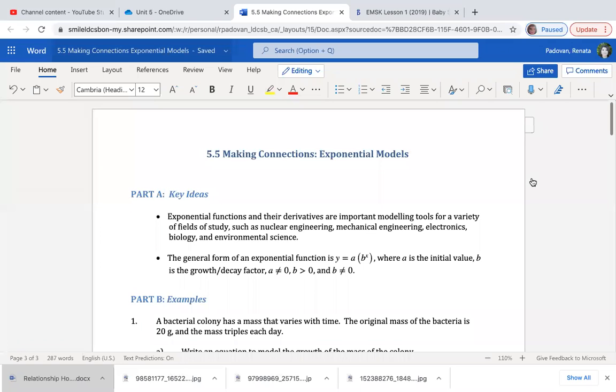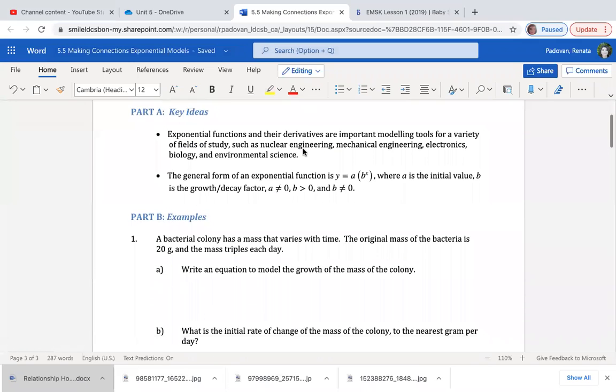Okay, so the last section of Unit 5 is the making connections, like always, right? Bringing it all together, comparing it to more real life situations. And we're talking about exponential models now. So, some key ideas here before we start.